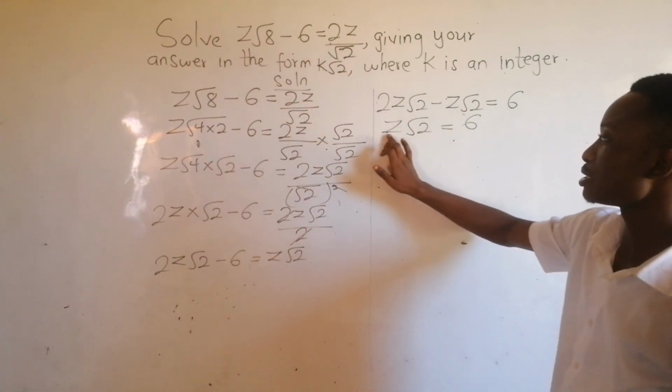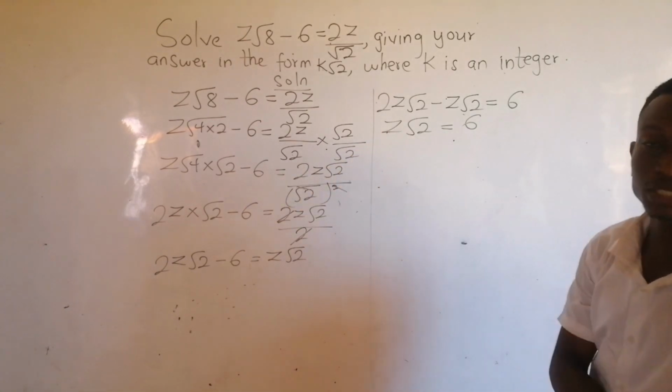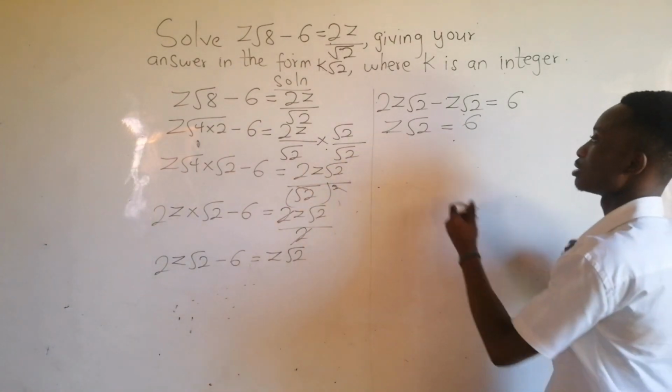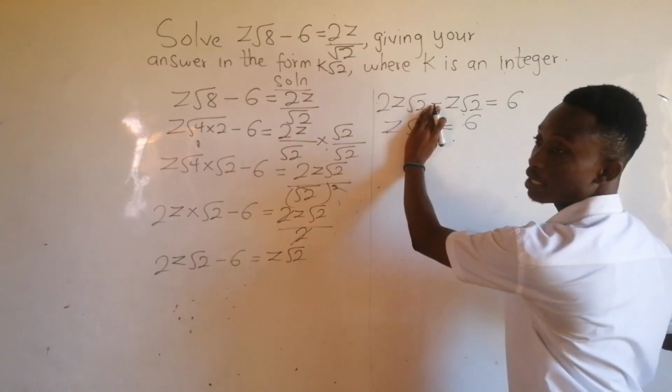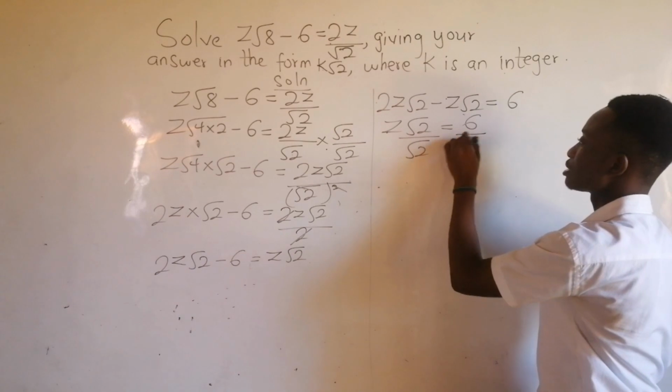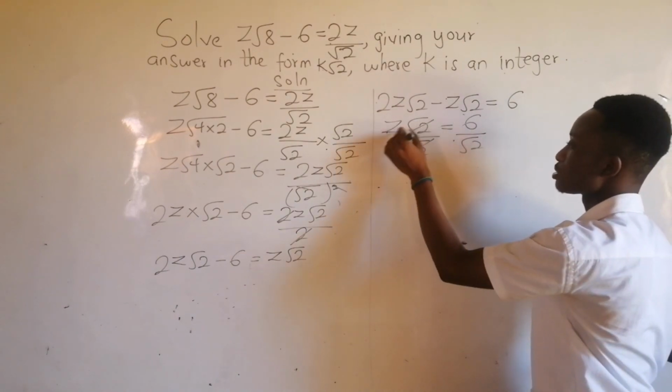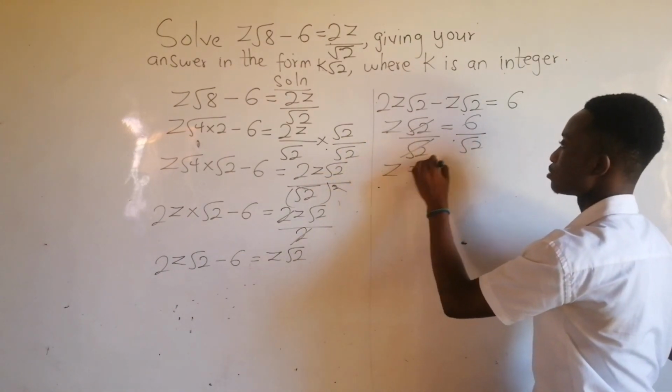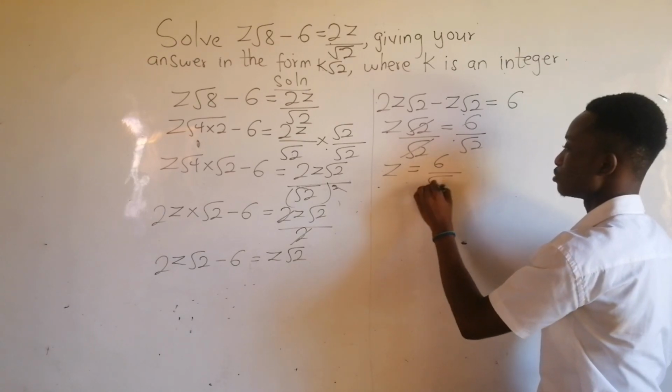Now, let us make z the subject. I want z to stand alone, something like this. Then I'll divide this side by root 2 and divide this side by root 2. Root 2 will cancel root 2. So z is equal to 6 over root 2.